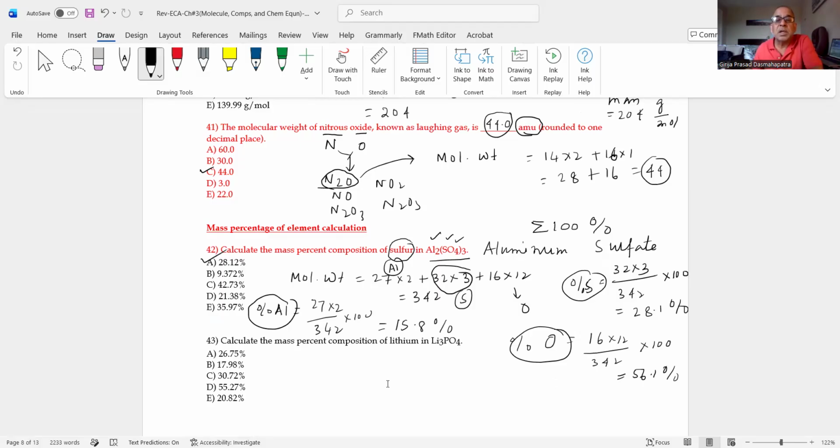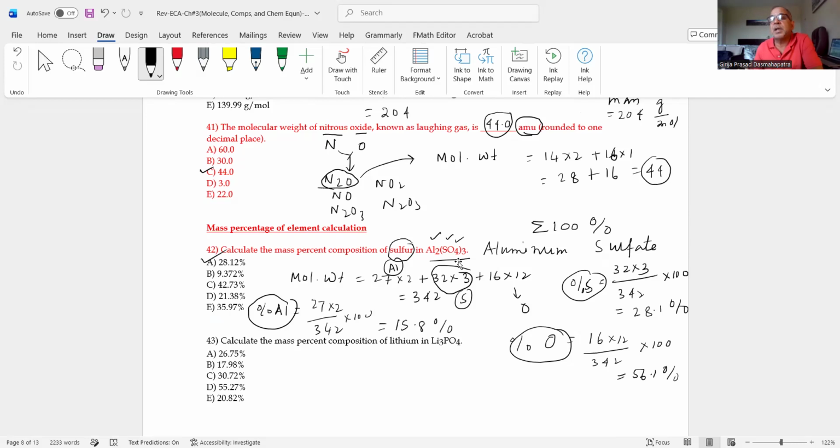In this case, it is aluminum, sulfur, and oxygen. If there are 3 elements, aluminum, sulfur, and oxygen, or if there are 4 elements, doesn't matter, 5 elements or 2 elements, in all the cases, the percentage composition of the elements will be equal to 100%.